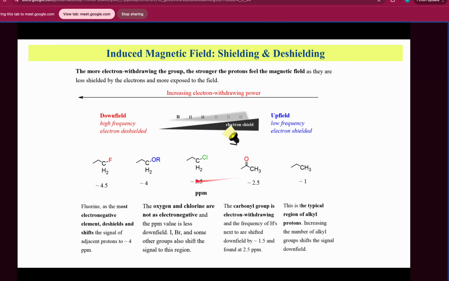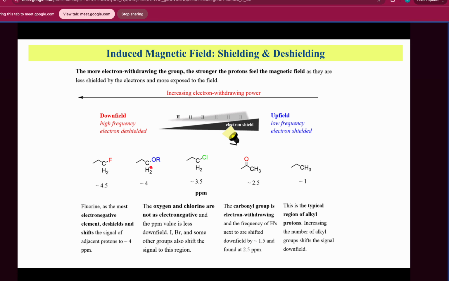So we are moving towards the downfield. So what we need to do? The carbonyl group is an electron withdrawing group, and the frequency of hydrogens next to the carbonyl are shifted to downfield by 1.5 and found at 2.5 ppm. Because the carbonyl group is electron withdrawing, it will bring about the de-shielding effect, which will move the signal from upfield to downfield.